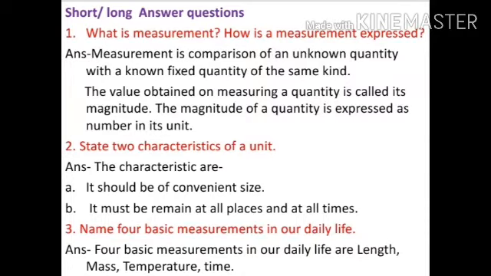Question number 2, state two characteristics of a unit. The first characteristic is it should be of a convenient size. Next is it must remain the same at all places and at all times. Question number 3 is, name 4 basic measurements in our daily life. The answer is, 4 basic measurements in our daily life are length, mass, temperature and time.